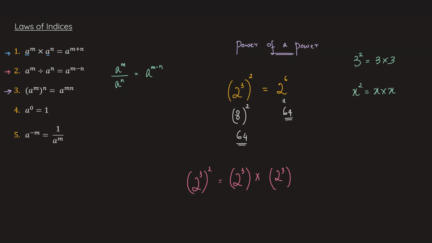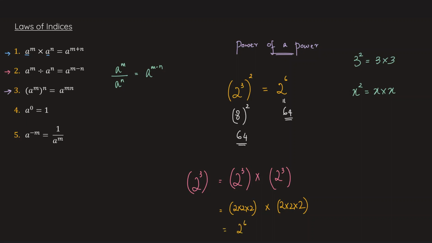And what is this by the first law? This is 2 to the power 6, because you're going to add 3 and 3 since they're being multiplied. So 2 to the power 3 times 2 to the power 3, same base, the base is 2, the indices are being multiplied, so the powers will add, 3 plus 3, that is 6. And this is by using the first law, but you can even think about it logically. You can say 2 to the power 3 times 2 to the power 3 is the same as saying 2 times 2 times 2 times 2 times 2 times 2. And this is just 2 to the power 6. There are six 2s multiplying each other.